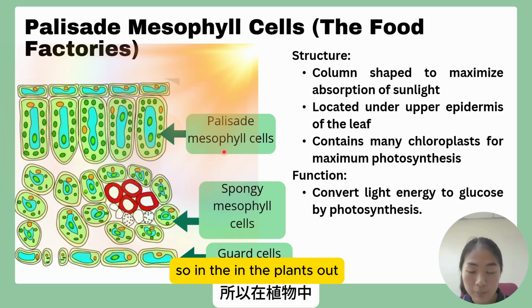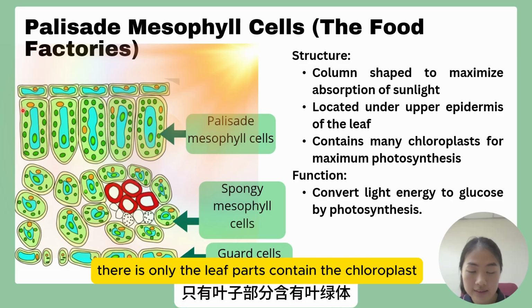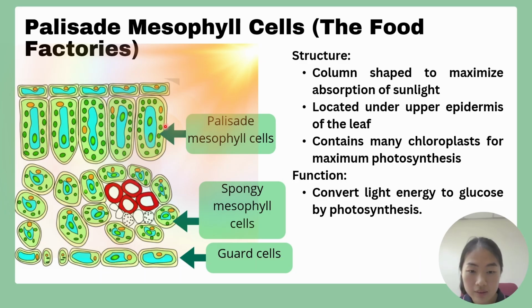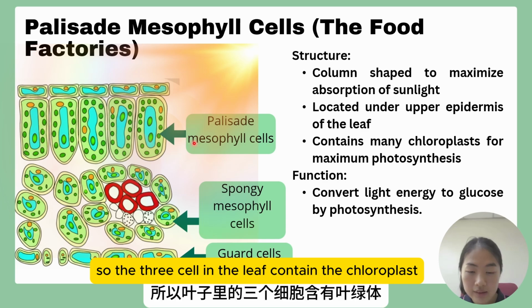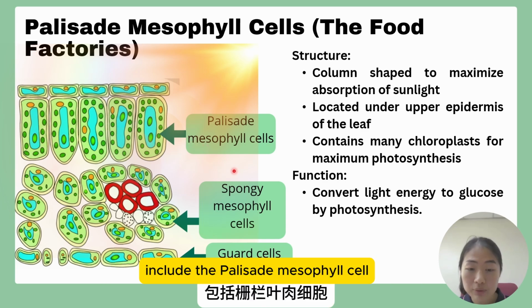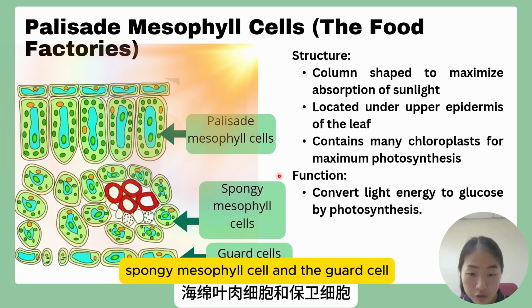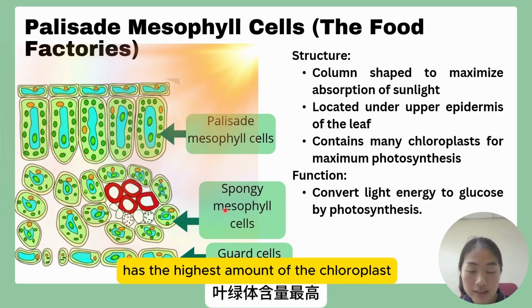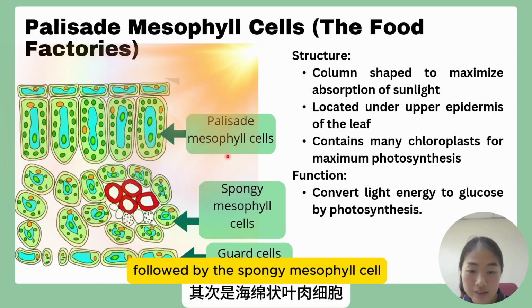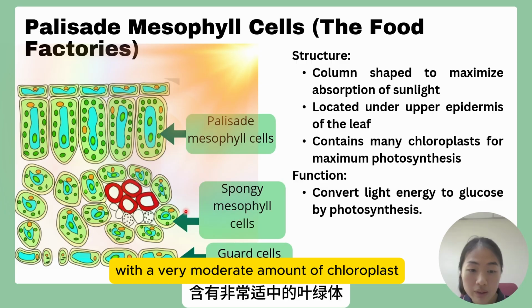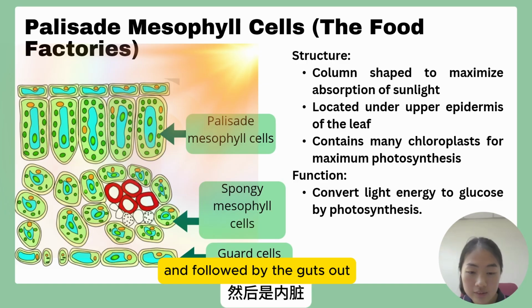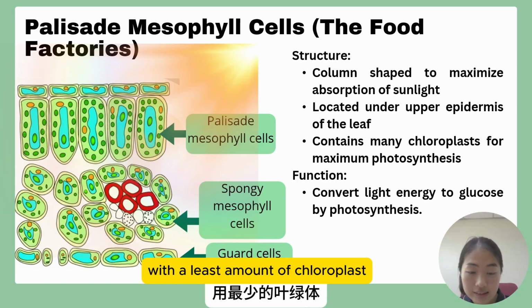In the plant, only the leaf parts contain chloroplast. The three cells in the leaf that contain chloroplast include the palisade mesophyll cell, the spongy mesophyll cell, and the guard cell. The palisade mesophyll cell has the highest amount of chloroplast, followed by the spongy mesophyll cell with a moderate amount, and then the guard cell with the least amount of chloroplast.